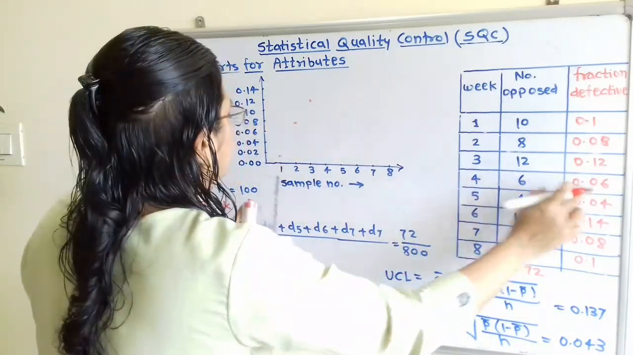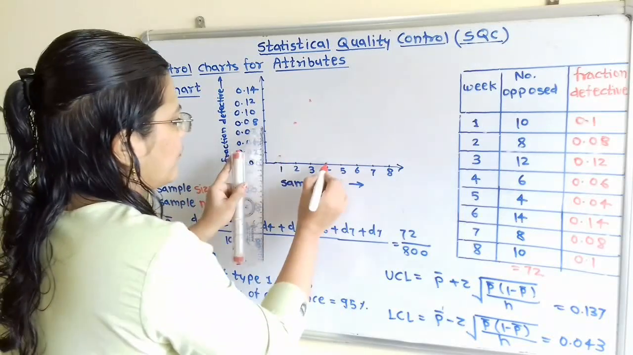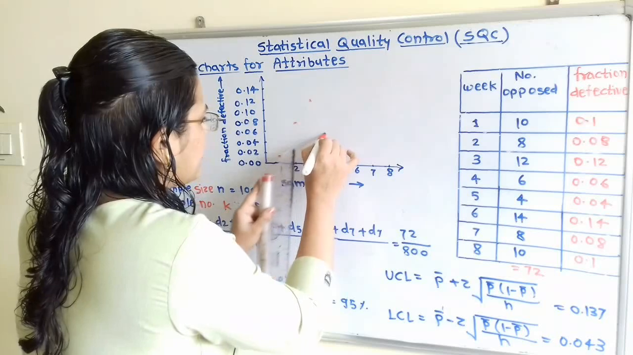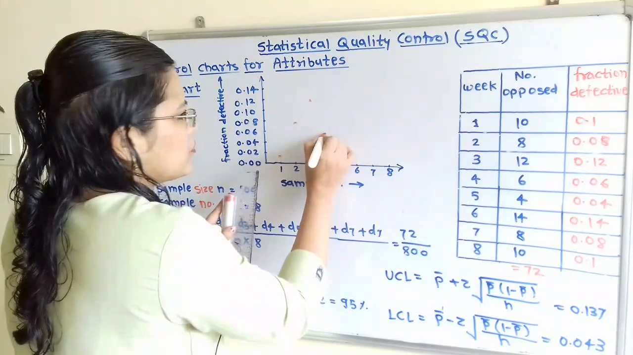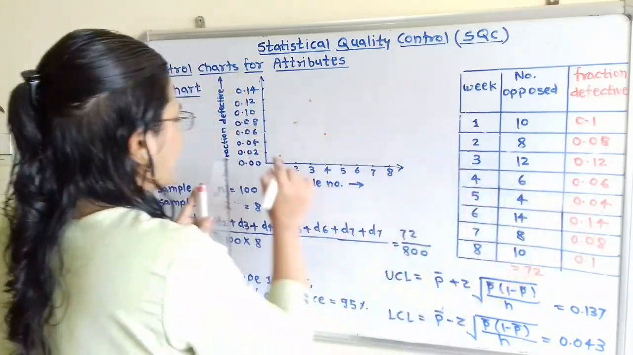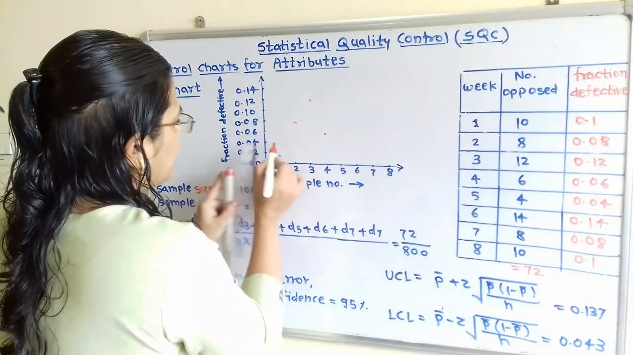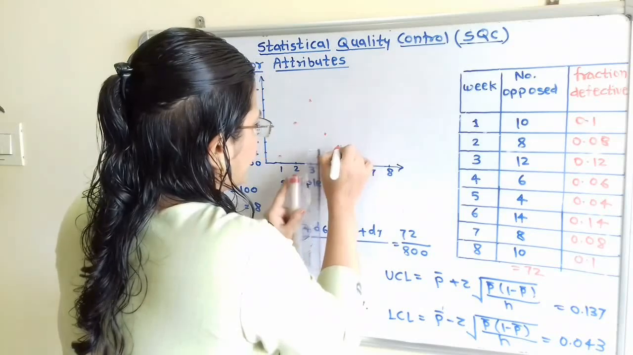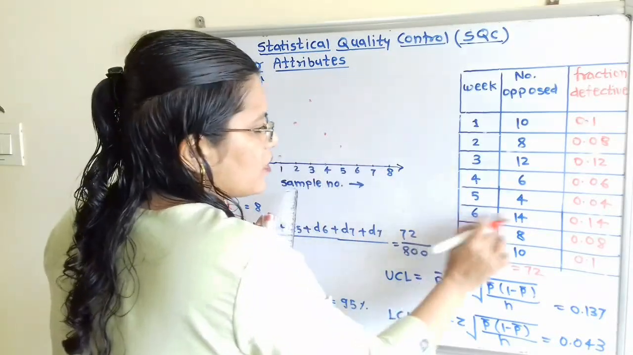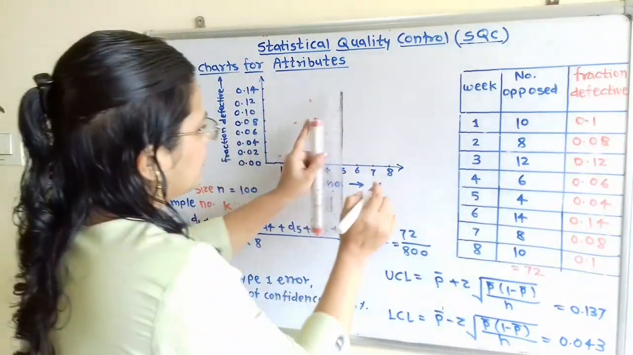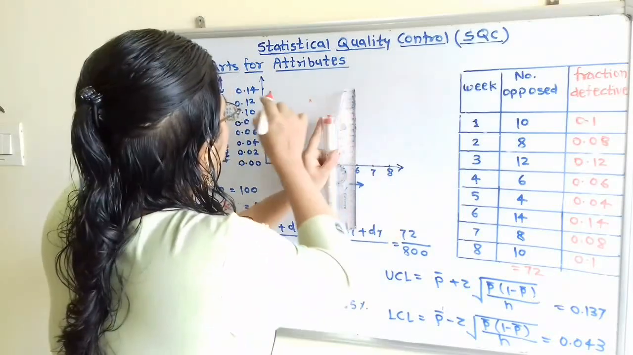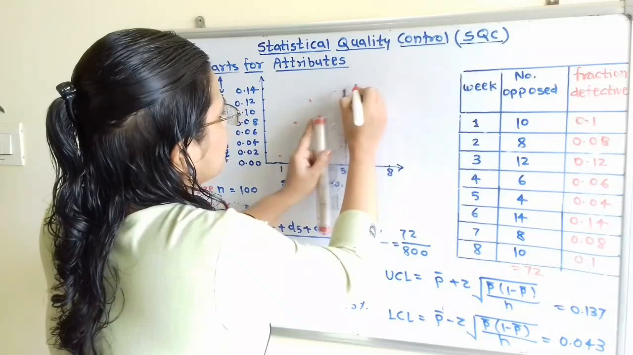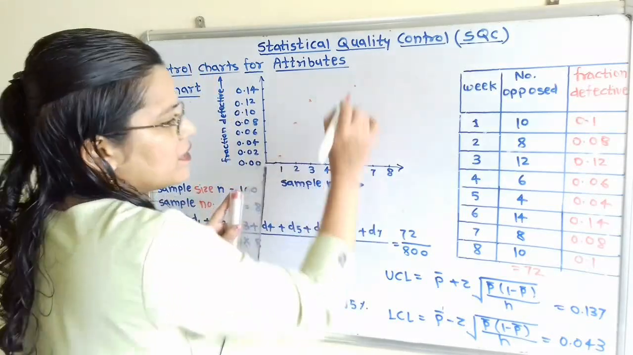Then next, the fourth, it is 0.06. So for the fourth sample number we will mark here 1 point, that is 0.06. Then it is 0.04, that is for the fifth sample number. Then for the sixth it is 0.14. So we have to mark here 1 point.